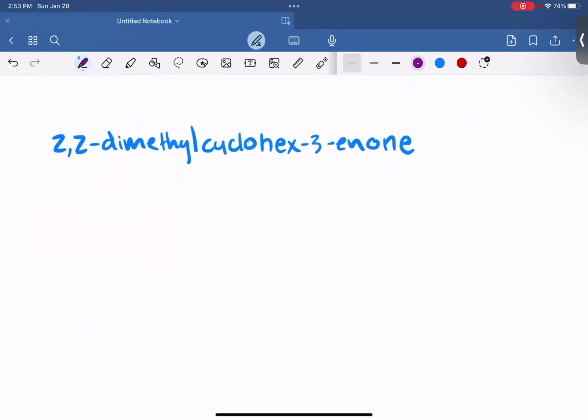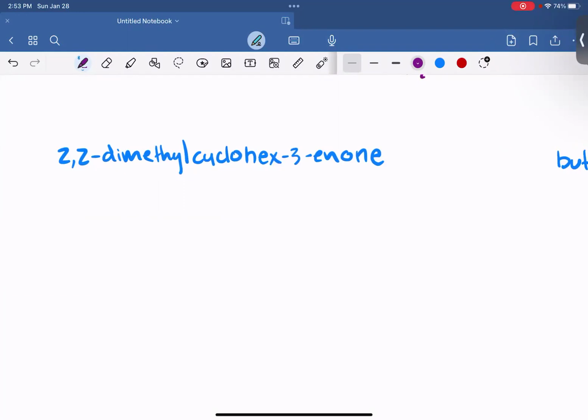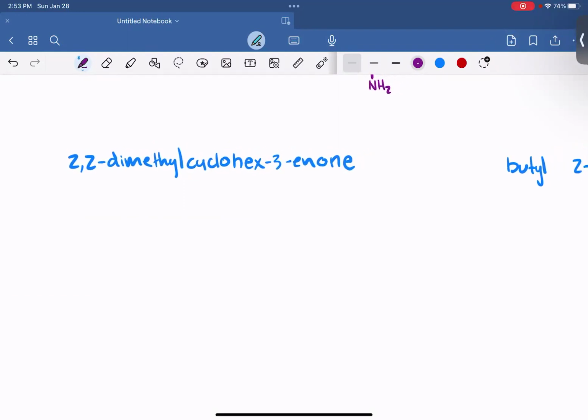Okay, let's move on to this one. 2,2-dimethylcyclohex-3-enone. So what's my root? Well, now we've included a cyclo. Remember that's part of your root. So let's draw that. Hex is 6, and there's a double bond on the 3rd carbon, and it's going to be a ring because of cyclo.